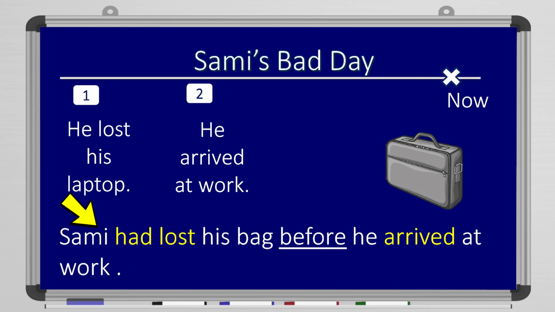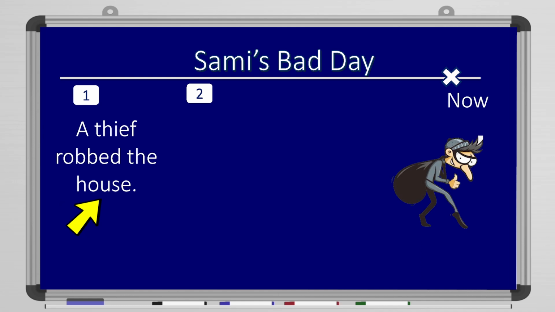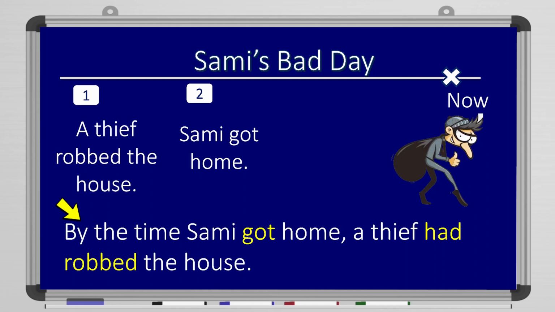Let's keep on with the story. He really had a bad day. A thief robbed the house. Sami got home. Let's look at the sentence. By the time Sami got home, a thief had robbed the house. Now, if you use by the time, it's going to be with the second action. By the time Sami got home, a thief had robbed the house. He came and robbed and left. The first action always has had and the verb in the past participle.